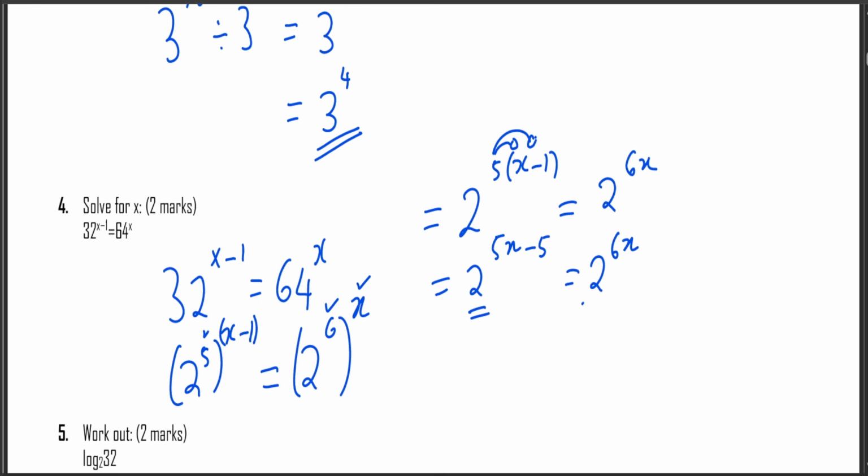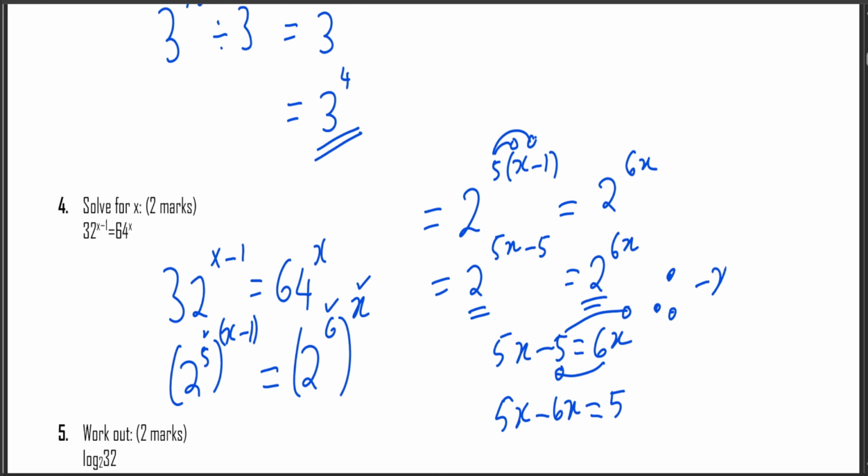After that, if the bases are the same, you equate the powers. 5x minus 5 will equate to 6x. Okay, now minus 5 going to the other side becomes positive, 6x going to the other side becomes negative. So that gives you 5x minus 6x is equal to plus 5. Now once we get that, you get negative x, which is equal to 5. Now for us to remove the negative, divide by negative 1, and therefore x is equal to negative 5. So that is our answer.